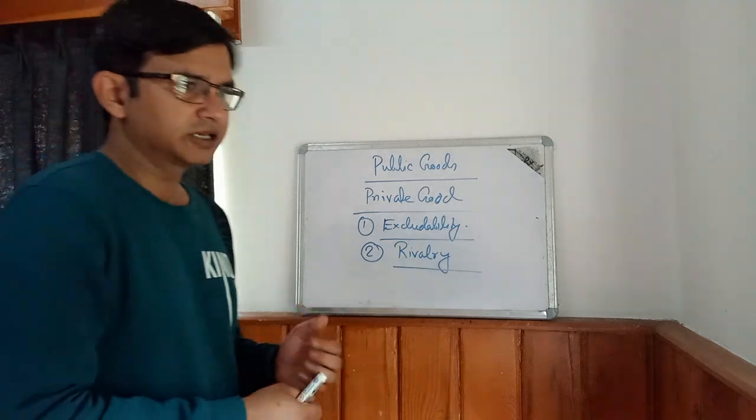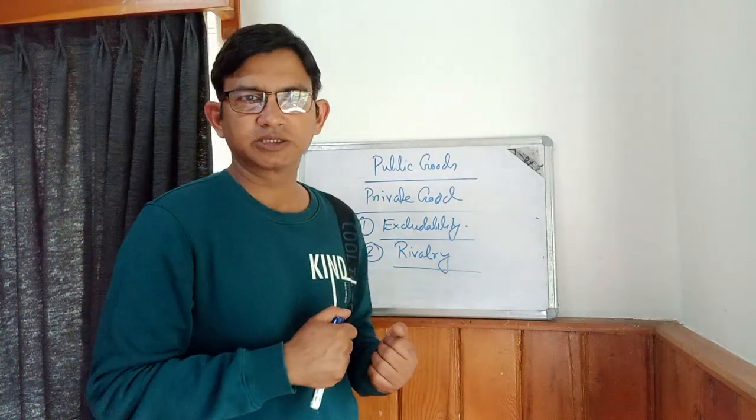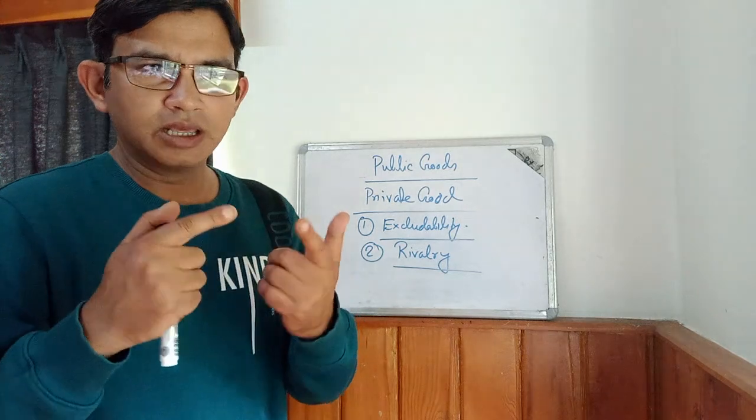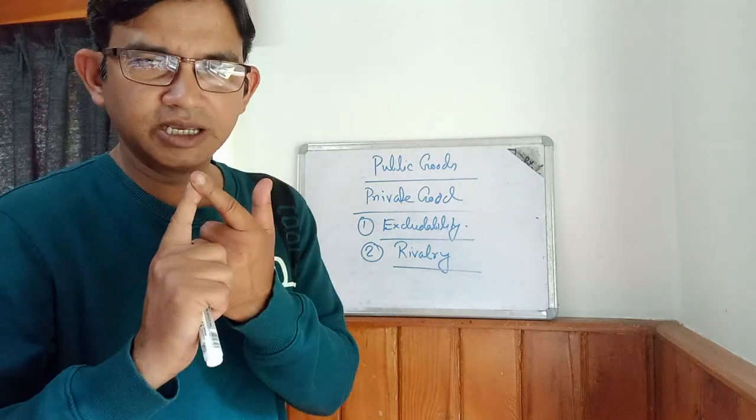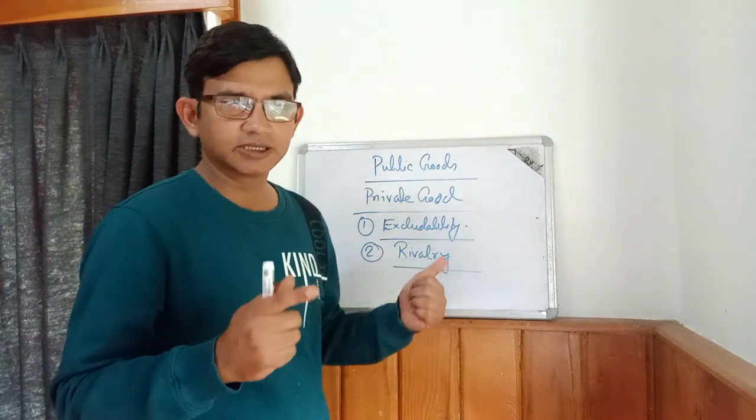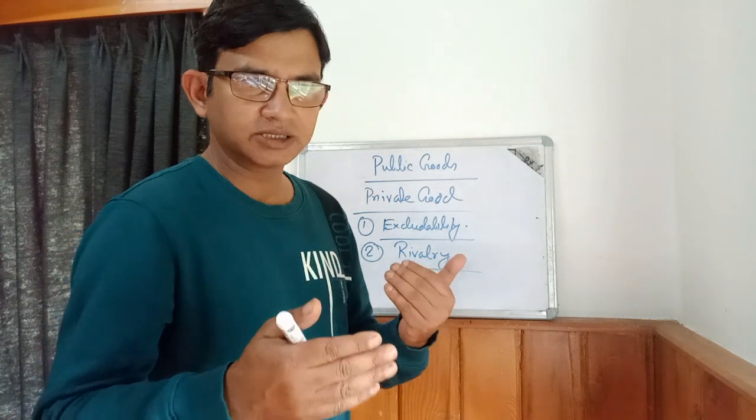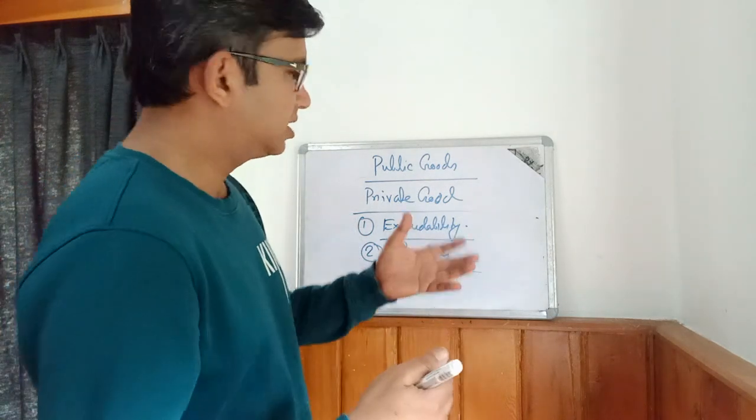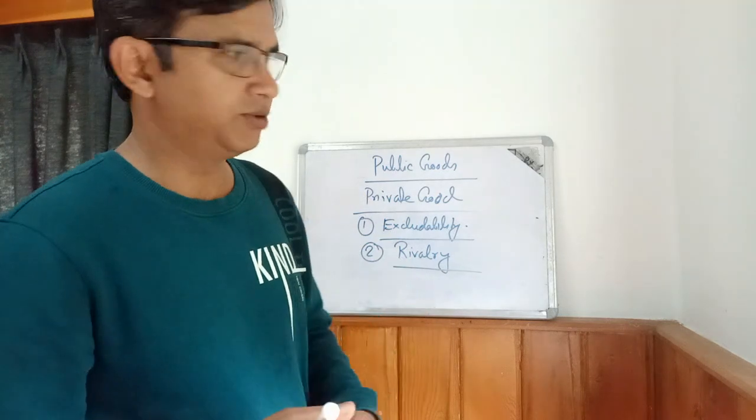So let us give an example. Let us consider British Airways, the flight from New Delhi to London. On one flight, only if people pay the flight fare will they be able to avail this flight. So that means this is subject to excludability. Number two, rivalry: the number of seats is limited. So if one travel agent books more tickets, the number of available seats will gradually decline. So this is subject to rivalry as well as excludability.